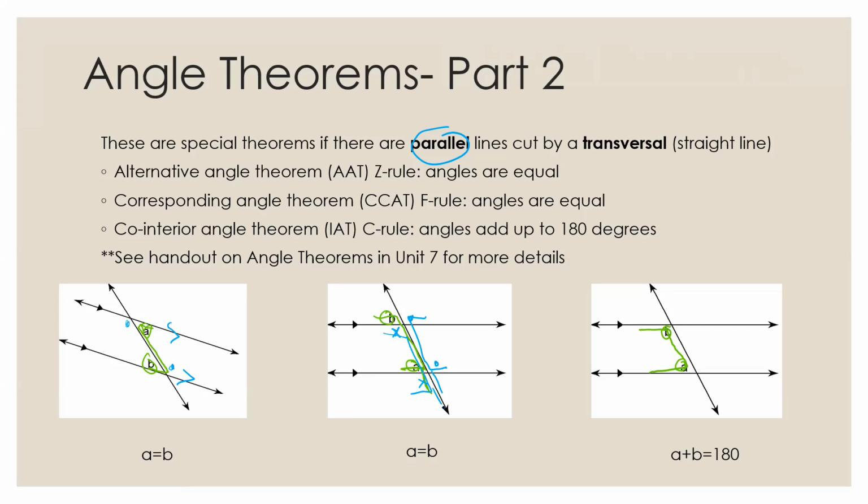And the last one, this one's a little bit different. Co-interior angles basically means that the two angles that are inside, in between two parallel lines, add up to 180 degrees. So these two angles add up to 180 degrees, and these two angles also add up to 180 degrees. And it's called the C pattern. There's the C rule, sometimes the C pattern, because it creates the letter C.